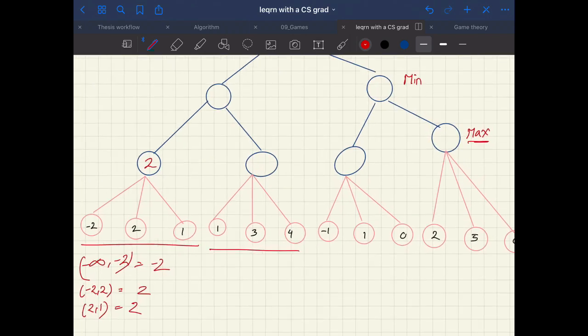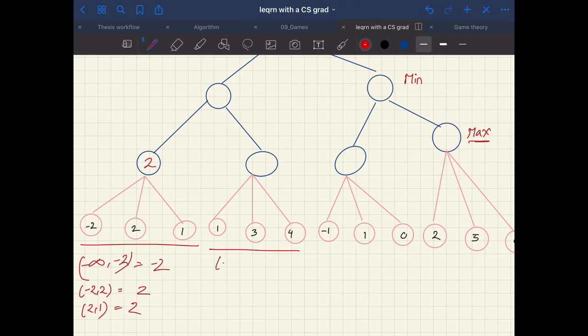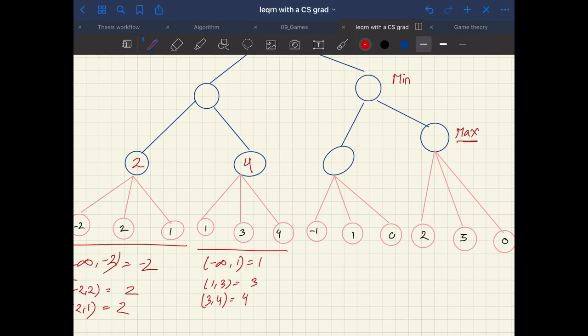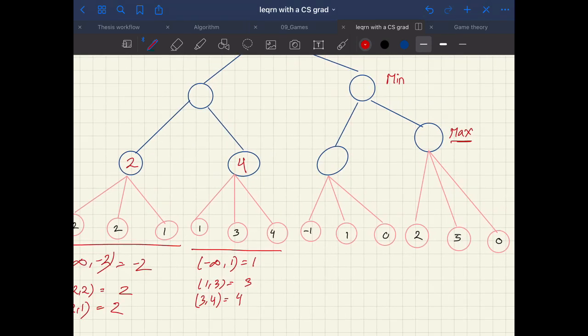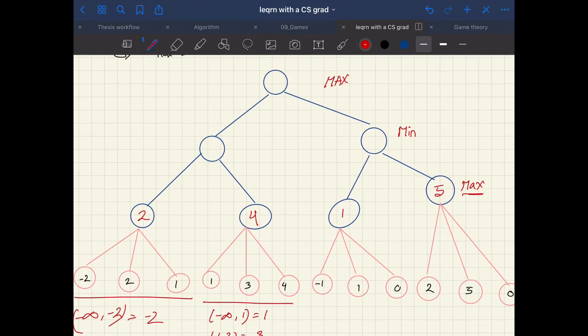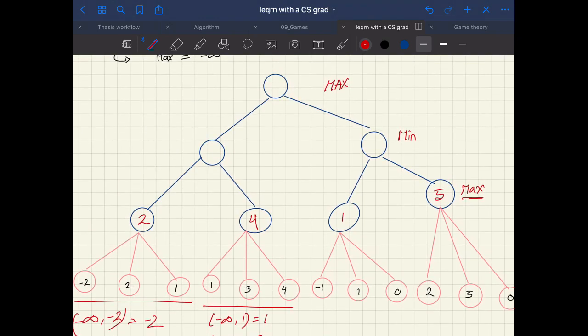Now comparing on this side, again we start from minus infinity and compare with 1, so that would be 1, and 1 with 3, that would be 3, and 3 with 4, that would be 4. So 4 is the largest value in this subsection, so 4 goes up here. And similarly for all the other subsections, we do the same thing. All the branches do the same thing. So we have 1 here and 5 up top. So the turn of the max player is done.